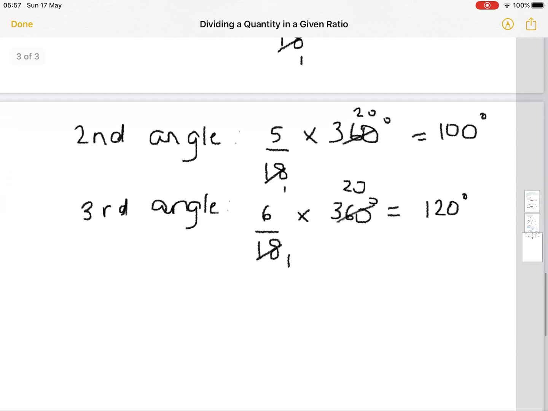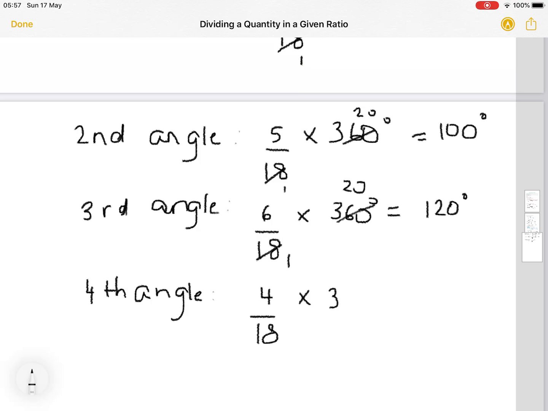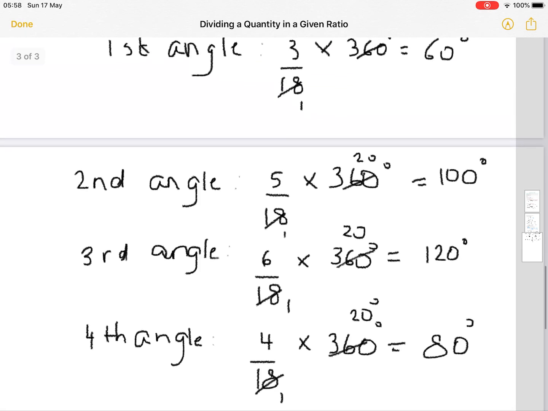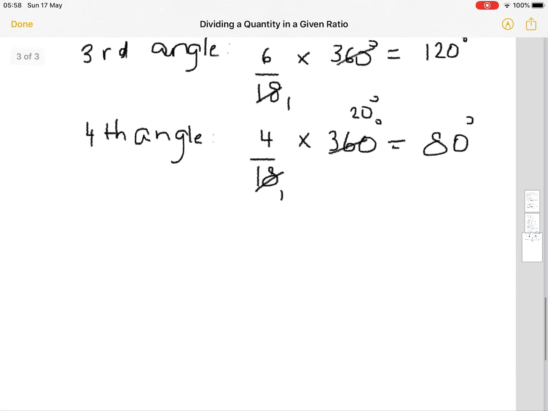The last part is 4. So the fourth angle is 4 out of 18 multiplied by the 360. 18 into 360 goes 20. 20 times 4, it's 80. Okay? So the four angles are 60, 100, 120, and 80.